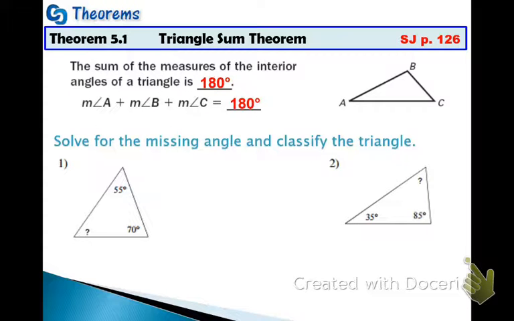That's why it can't be more than 90, because if two of them were 90, you wouldn't have a third angle. That's exactly why. Good thinking. All right, so we're going to solve and then classify the triangle.